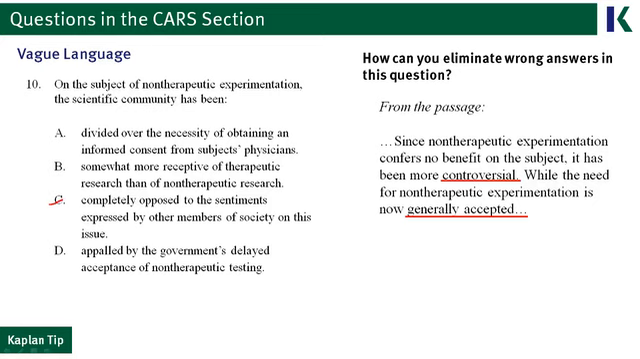Answer choice C has the words completely opposed to it. That's going to be too extreme of an answer. Answer choice D has that word appalled in it, and again, that's going to be too extreme of an answer. We've eliminated our extremes, and then we can get down to answer choices A or B for guessing.